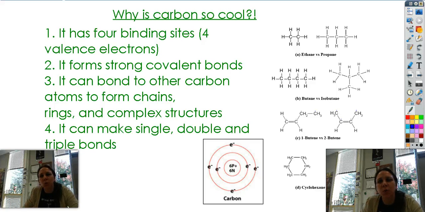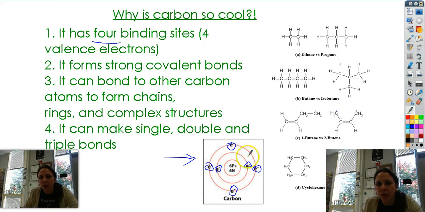Now, why is carbon so cool? Why is carbon the basis of all organic life? Because, one, it has 4 binding sites, which means it also has 4 valence electrons. So look down here. That is carbon. And as you can see, it's got 6 protons, 6 neutrons, and 1, 2, 3, 4, 5, 6 electrons.